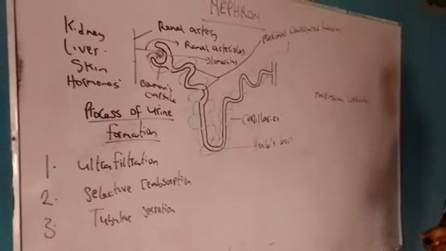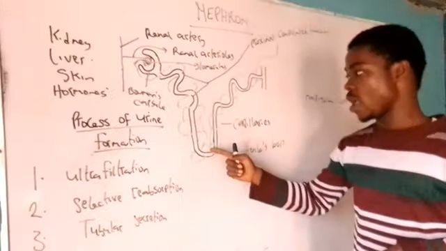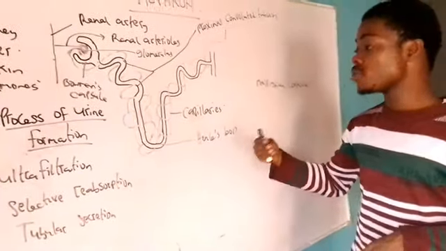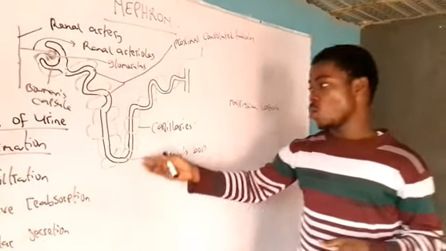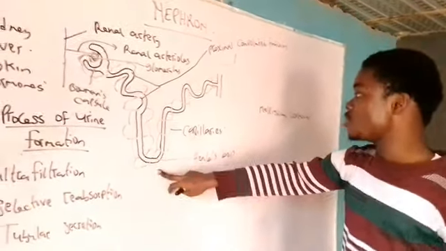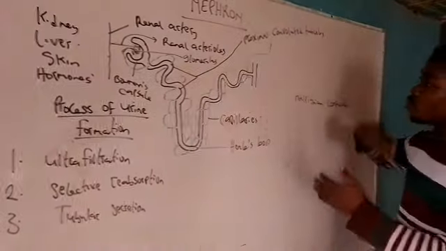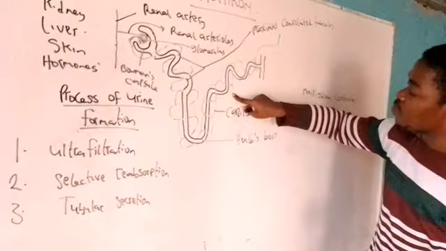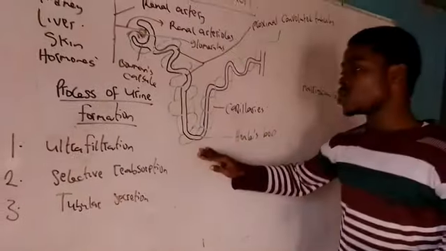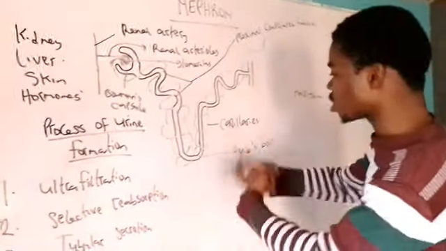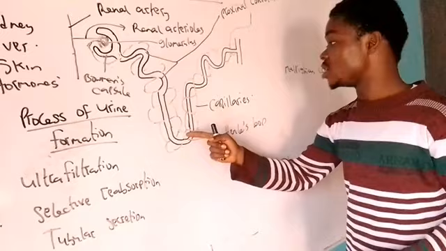Selective reabsorption. And if by any means there is insufficient water in the blood here, hormones like ADH, antidiuretic hormone, and then aldosterone, they exert their effect at Henle's loop and at the distal convoluted tubules in order to cause reabsorption of nutrients, of water, of salt back into the blood in the capillary. So at Henle's loop, majorly we have reabsorption of water back into the blood inside the capillaries.